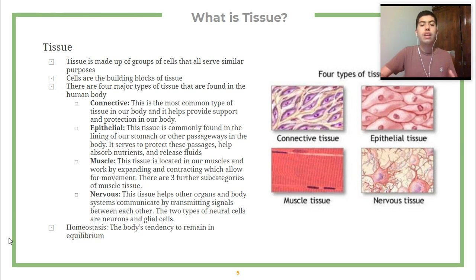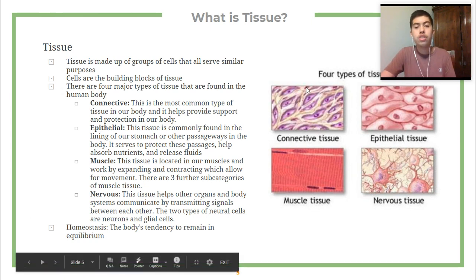And then homeostasis. Homeostasis is the body's tendency to remain in equilibrium. So this is a key term that you should know, and it just deals with the body's tendency to maintain equilibrium. So you don't want to be too hot or too cold, and the body just wants to maintain balance, which is homeostasis. And then here we have on the side just a few examples of the tissue and kind of what they look like.